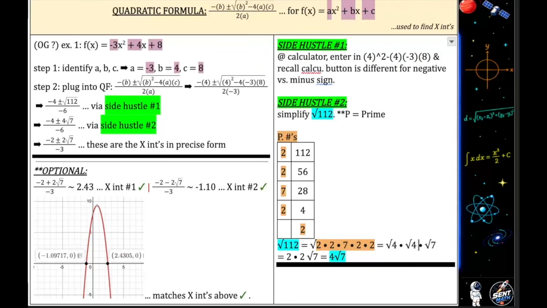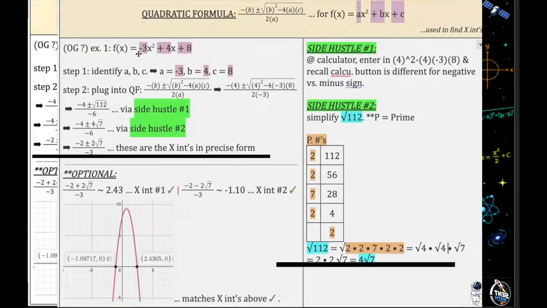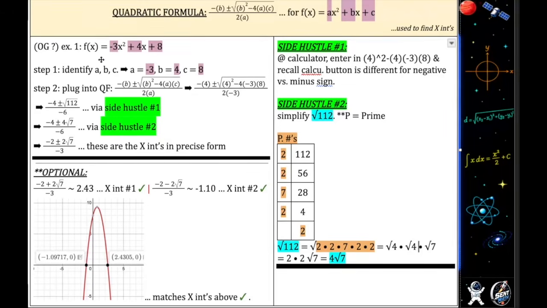Alright folks, here is a lesson on the quadratic formula and how to use this formula in order to find x-intercepts of quadratic functions of this form. Specifically for today's lesson, we are going to be using this quadratic function right here. So let's go ahead and get started.